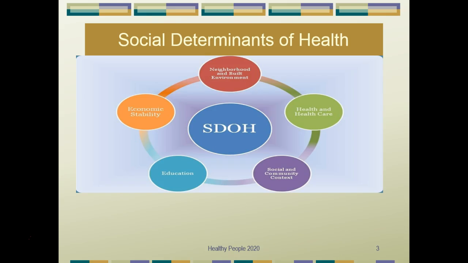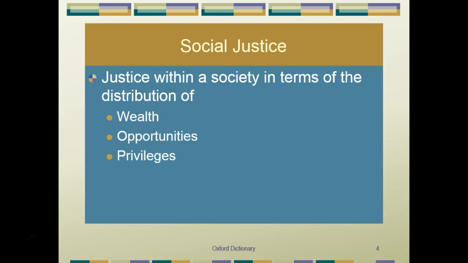Next, let's look at social justice and how that relates to some of the social determinants. Basically, social justice, as we have talked about, is fairness within a society and how we distribute our wealth, our opportunities, and our privileges. Now, that comes from the Oxford Dictionary, and the Oxford Dictionary did not include the concept of health. But we've talked a great deal about health and whether it should be distributed equally, in both the quality of health care and access to health care.